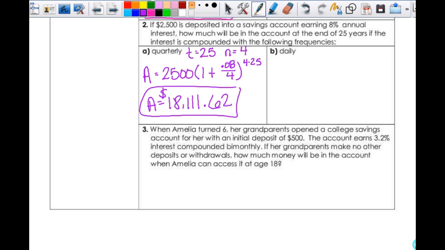Yes, if it's money, then you round up. Because believe me, when they tax you on things, they're totally rounding up every time. So let's round up. All right, so daily, go ahead and just work this one out on your own.